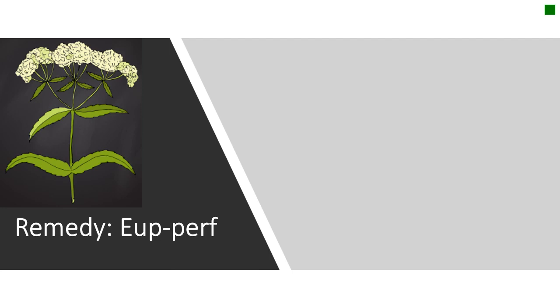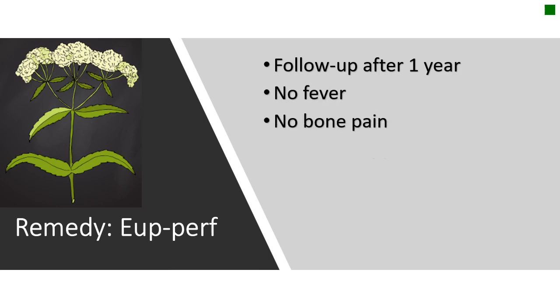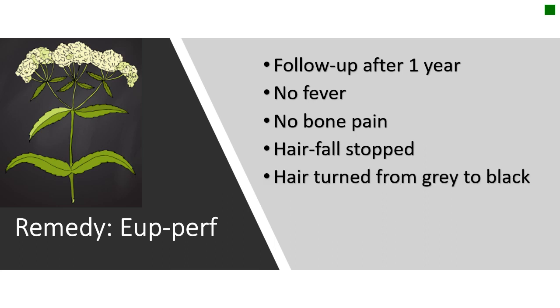Now the remedy chosen by Dr. Borkar after his first two attempts was indeed Eupatorium perfoliatum, and he followed this case up, and after 1 year there was no fever, there was no bone pain, the hair fall had stopped, which is not mentioned in the case. The hair started turning black from grey, again which was not one of the complaints mentioned. And also the ANA test was repeated after 1 year and that tested negative. So that was another very positive sign that the cure was going in the right direction.